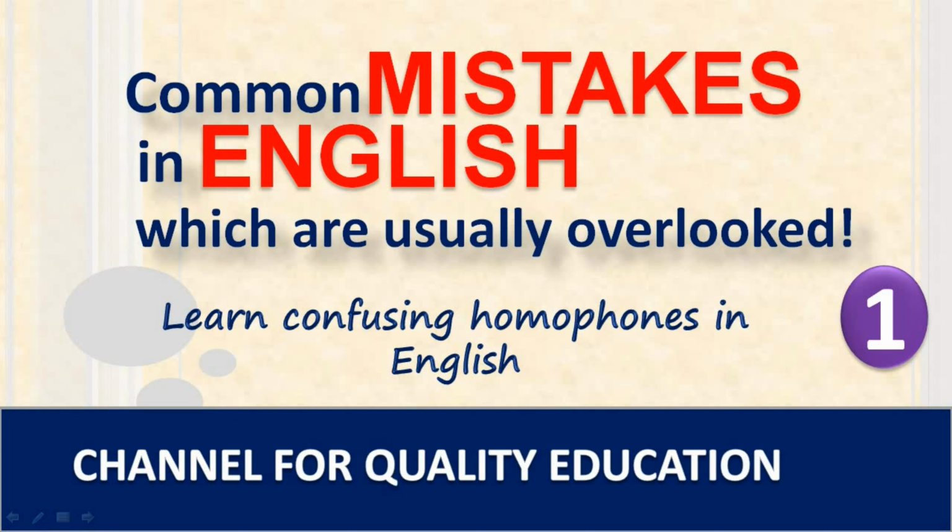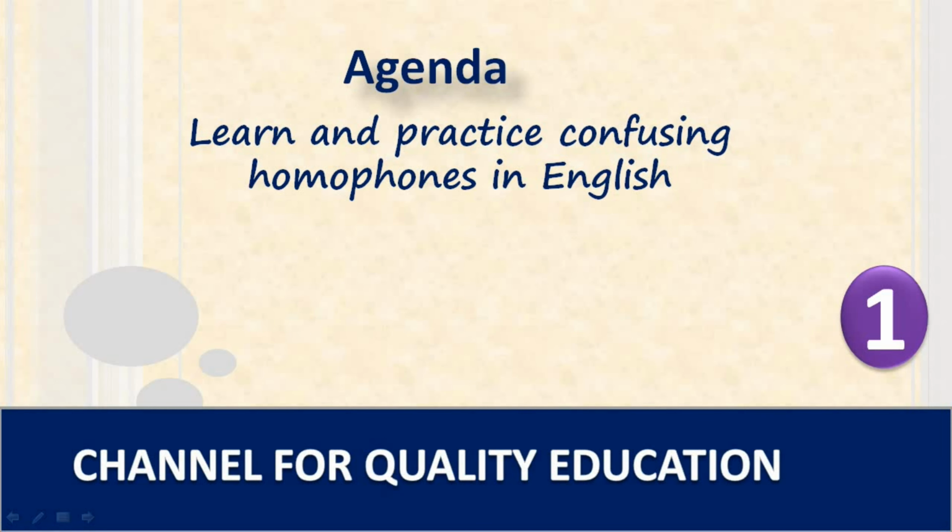You don't want to stop your conversation while you're talking to someone and wonder which word is correct. To help you out, we have created a lecture series where you will find this kind of vocabulary and homophones. Before we go further, let's look at the agenda. What are we going to discuss today in this lecture? We're going to learn and practice confusing homophones in English. What are homophones? Homophones are words having the same pronunciation, but they are different in meaning and spelling.